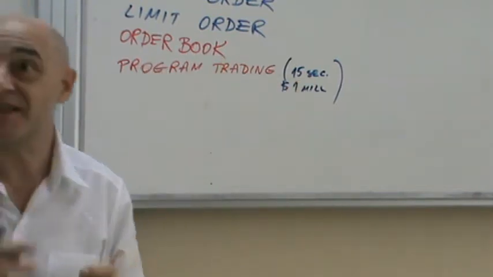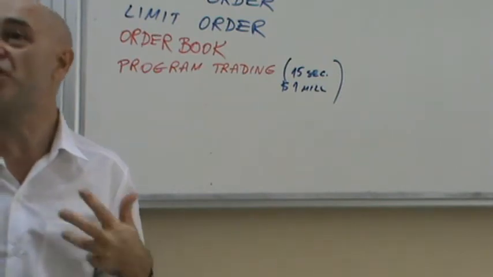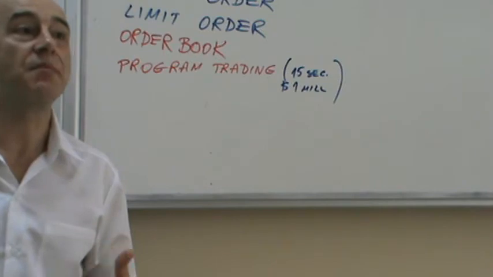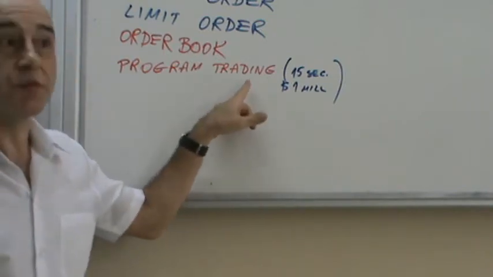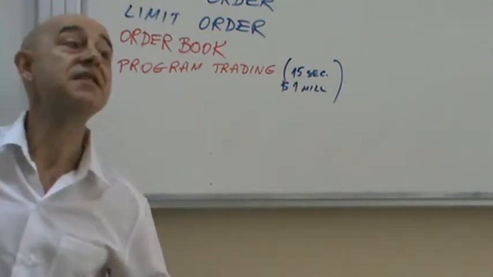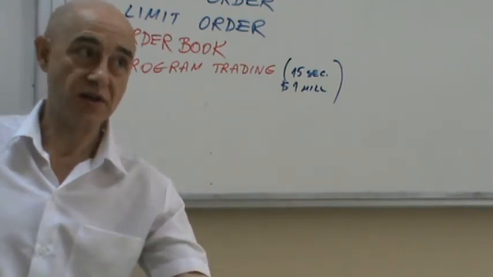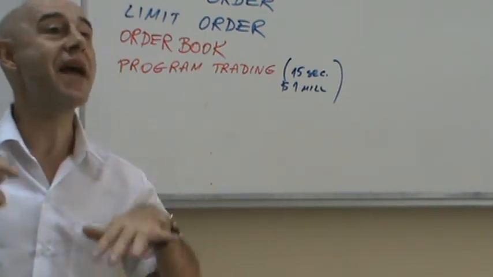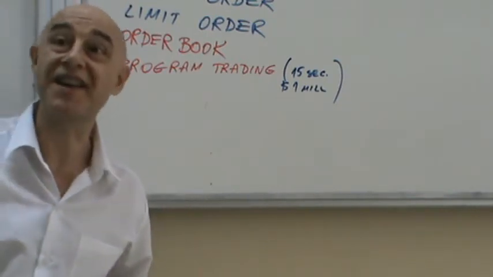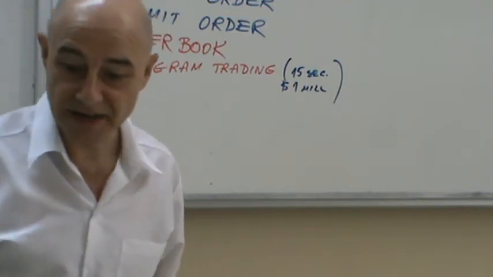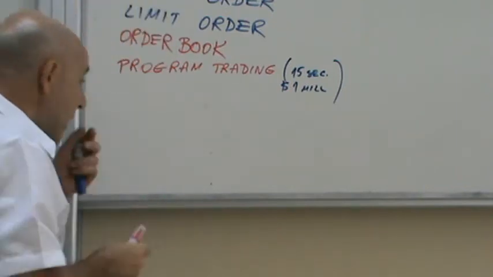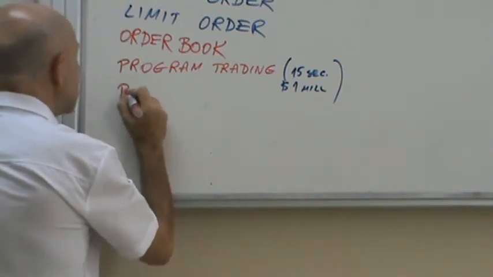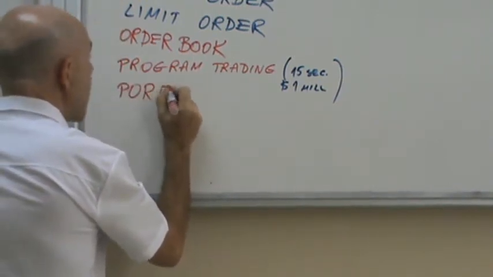The important part is that it is an order generated by a computer to buy and sell a bunch of stocks. Now, it could be buy these 20 stocks, sell these 30 stocks, okay? It could be buy only these stocks and maybe sell something on some other market, like a futures market. That's program trading.